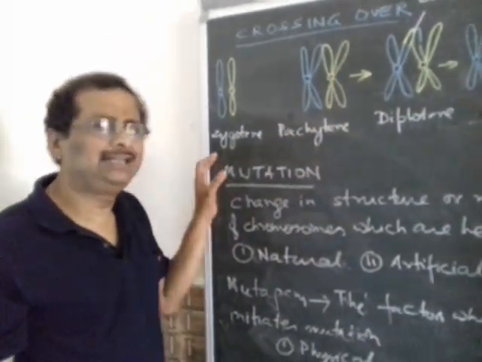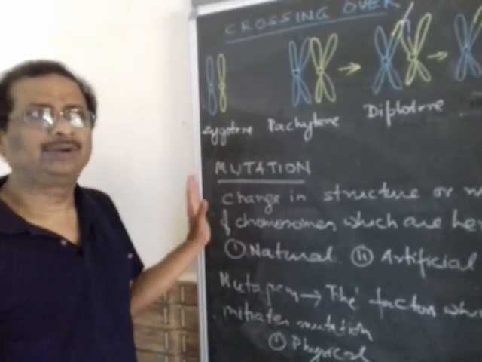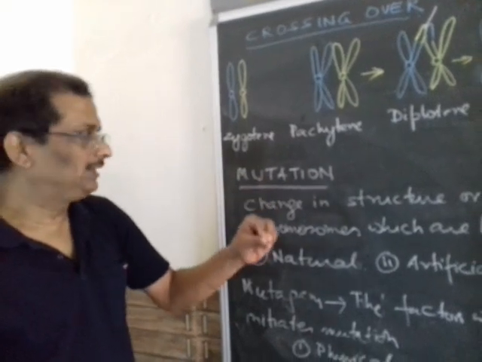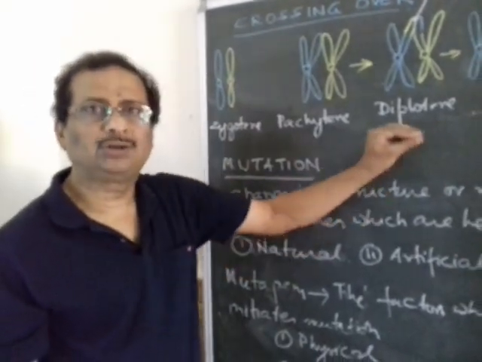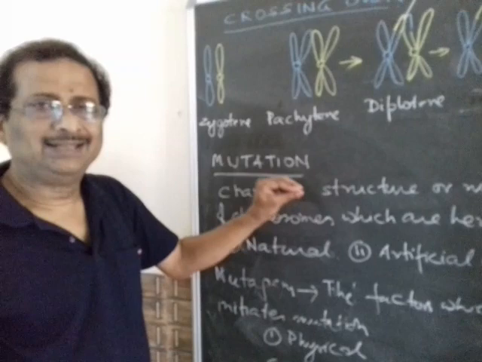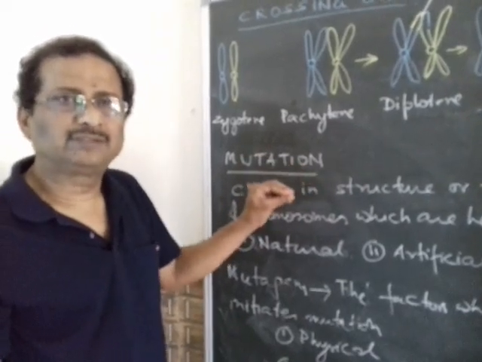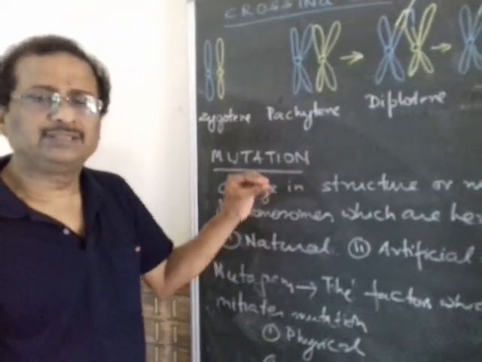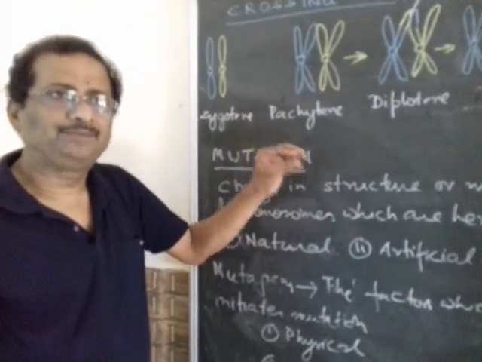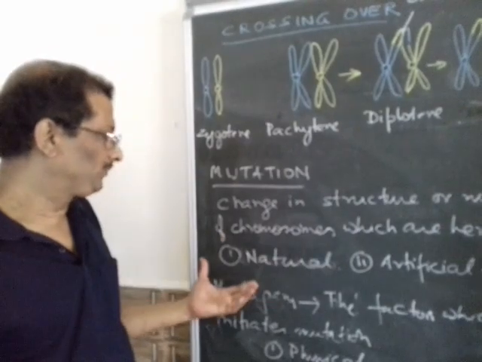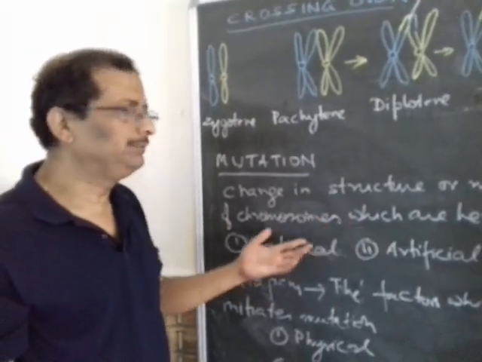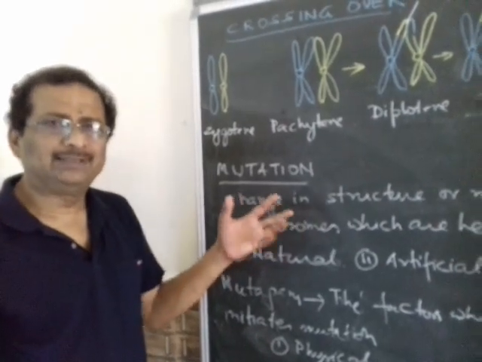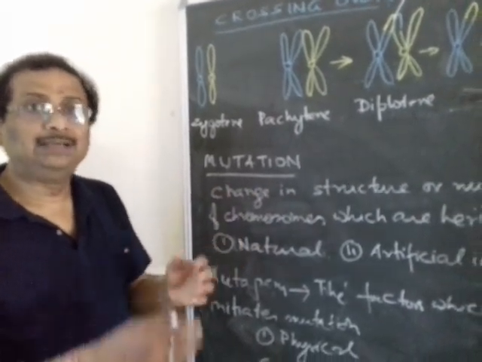Now we will study a little bit about mutation in 10th standard. Now what is a mutation? Mutation is a certain change in the structure or the number of the chromosomes. Now this change in the structure or number of the chromosomes can arise due to various reasons. It can be due to certain physical factors, or due to some chemical factors. These are called mutations. Now these mutations are mostly heritable. They can be very slight, they can be large.